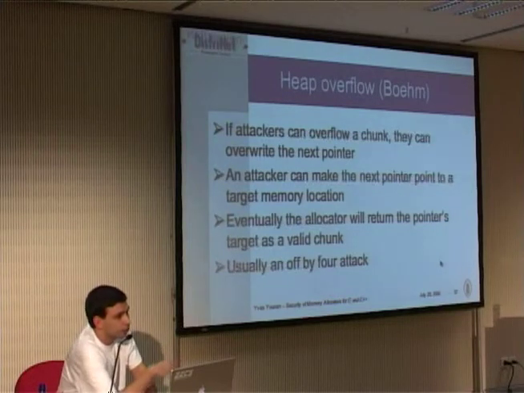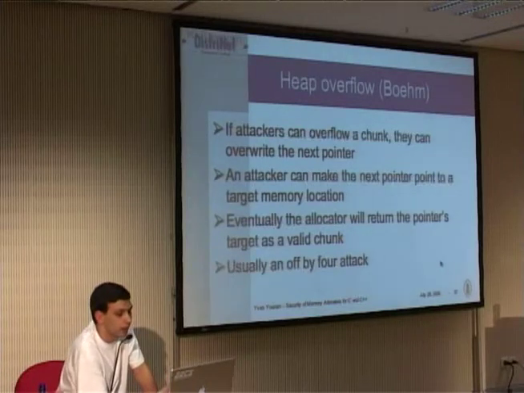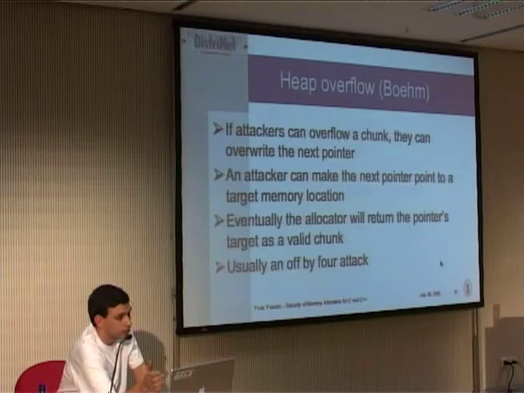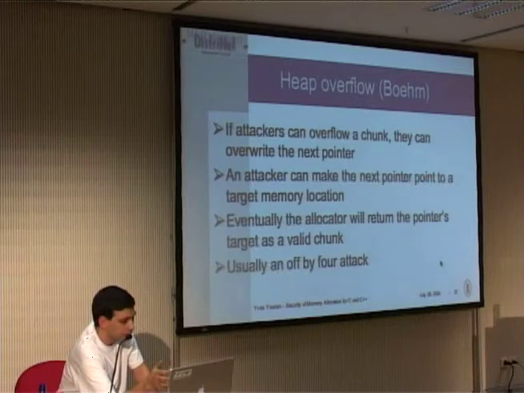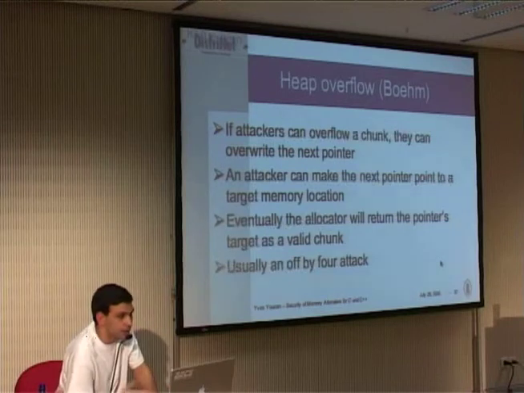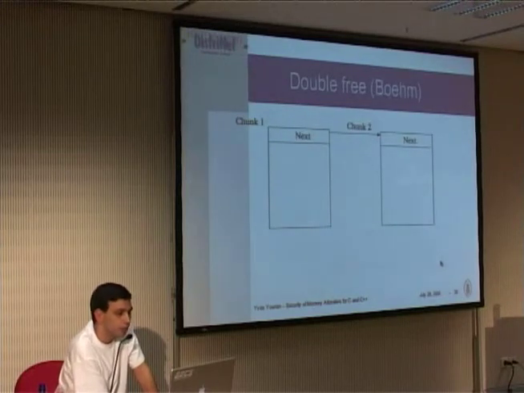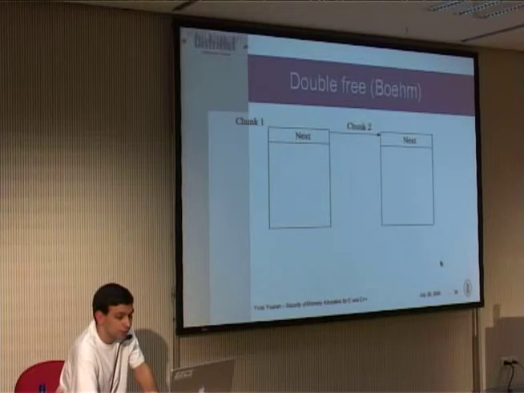If an attacker can overflow an in-use chunk and the next chunk is a free chunk, he could overwrite the next pointer and make the next pointer point to a target memory location. Eventually, when the allocator reallocates the free chunk, it will return the pointer's target as a valid chunk. Usually, this is an off by 4 attack. However, it could happen that this is an off by 1 attack when there's no padding. A double free can also occur on Böhm's garbage collector if the programmer explicitly frees memory.